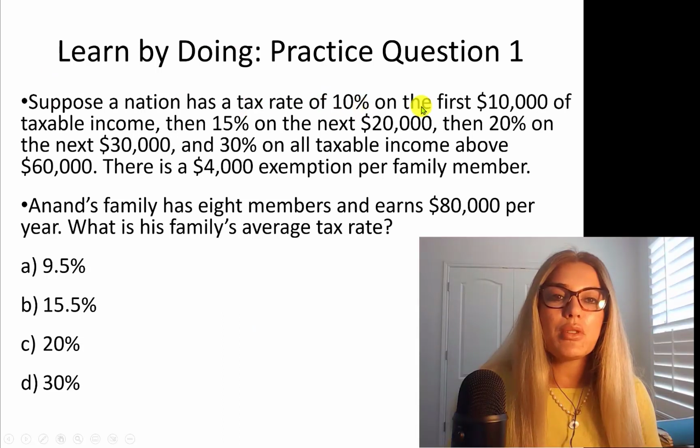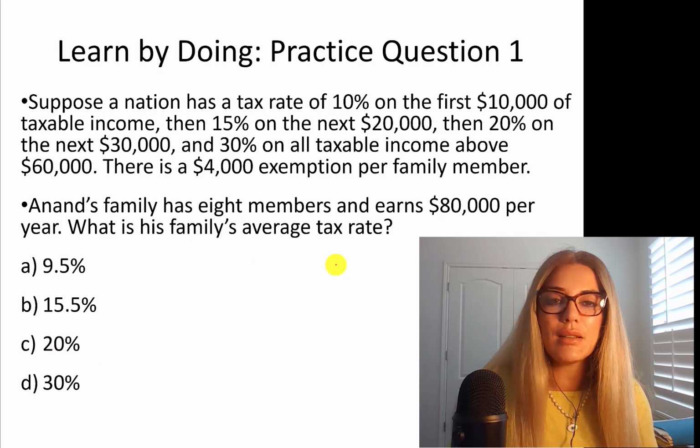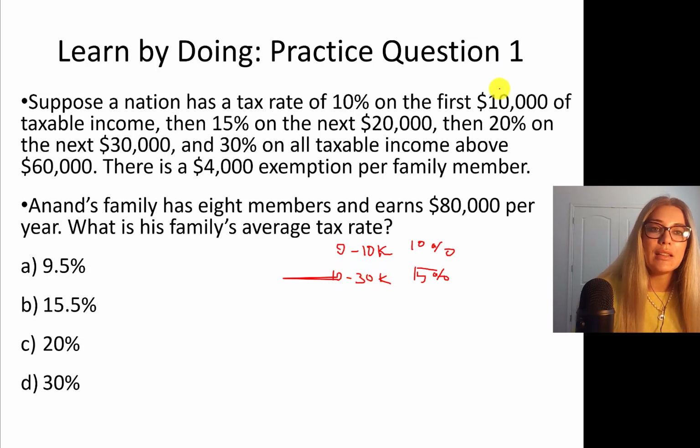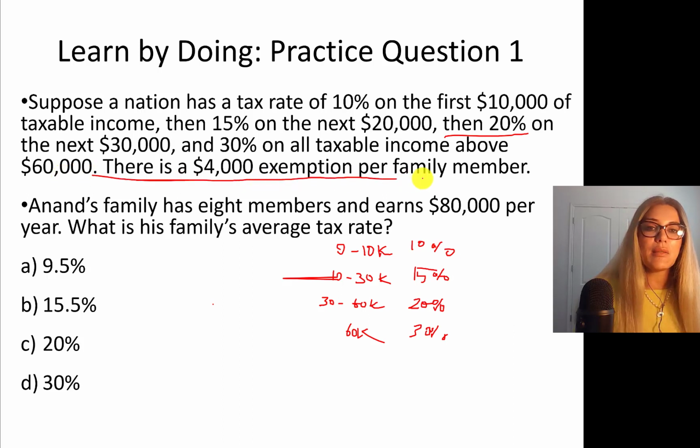The nation has a tax rate of 10% on the first $10,000 of taxable income. So if you made anything between 0 and 10K, you pay 10%. Then 15% on the next $20,000, so from 10 to 30K, you pay 15%. Then 20% on the next 30,000, that means 30 to 60K, you're paying 20%. And anything beyond 60K, you are paying 30%. There's a $4,000 exemption per family member, so for each family member, your taxes are reduced by $4,000.